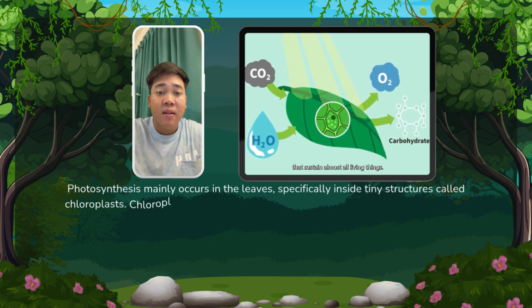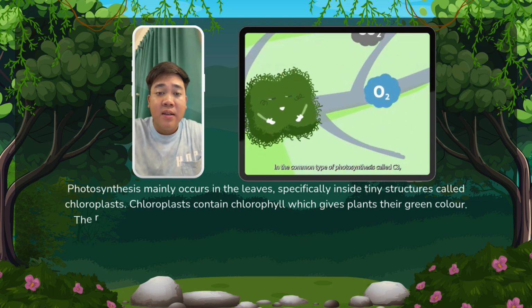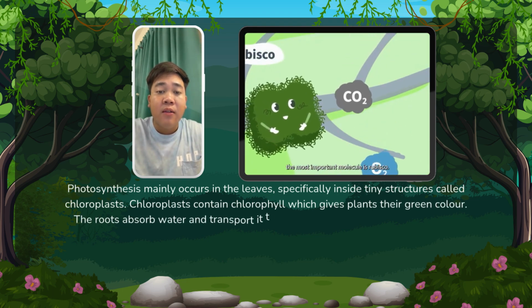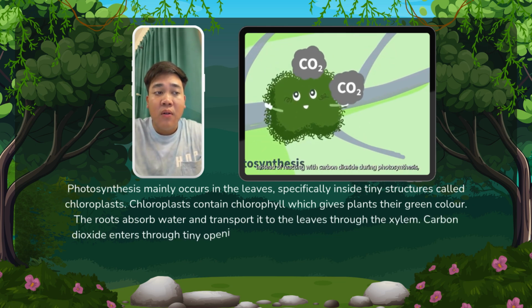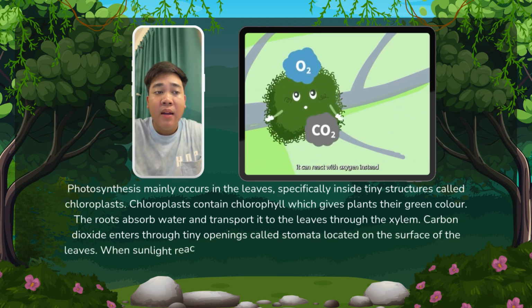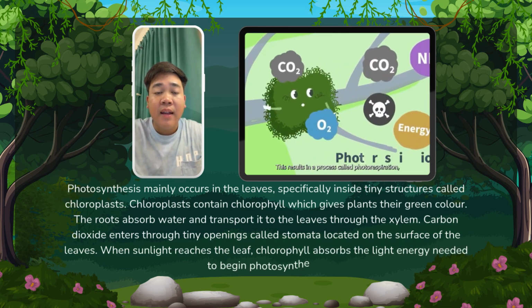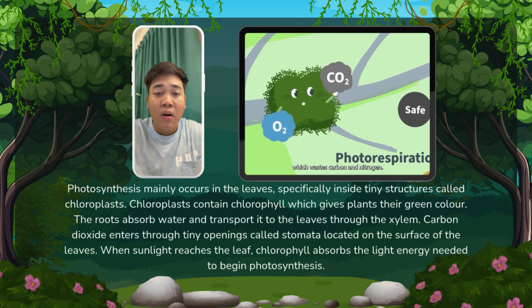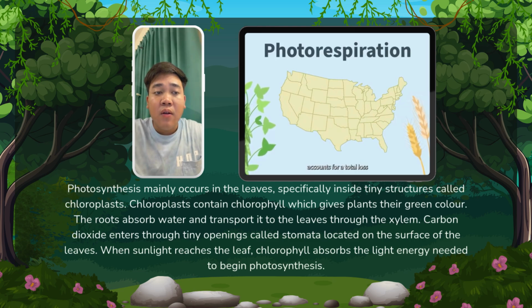Photosynthesis is one of the most important biological processes on Earth, generating the energy and oxygen that sustain almost all living things. But did you know there's more than one type of photosynthesis? In the common type, called C3, the most important molecule is rubisco. When exposed to air from the atmosphere, instead of reacting with carbon dioxide, it can react with oxygen, producing toxic compounds. This results in a process called photorespiration, which wastes carbon and nitrogen. Photorespiration by soybean and wheat crops in the US accounts for a total loss of 148 trillion calories.